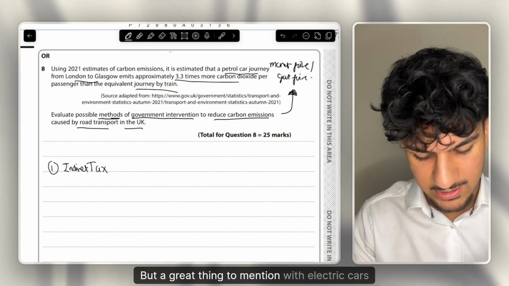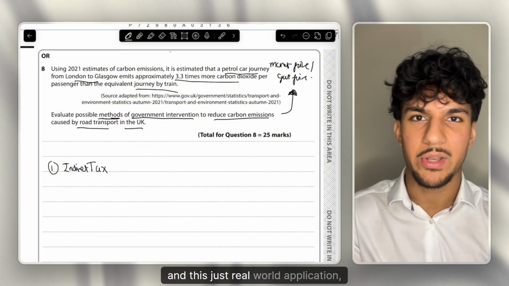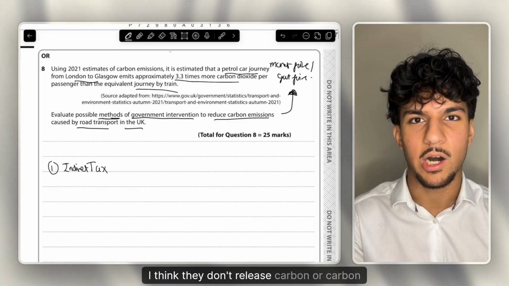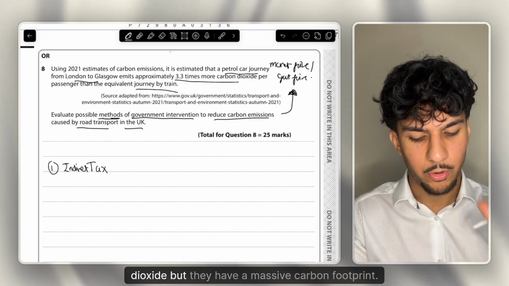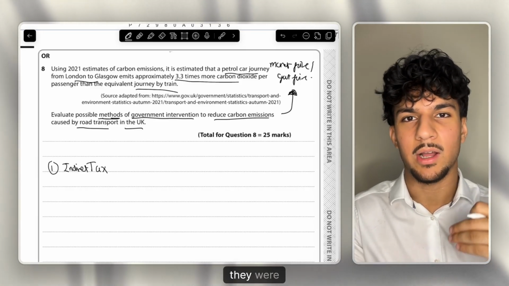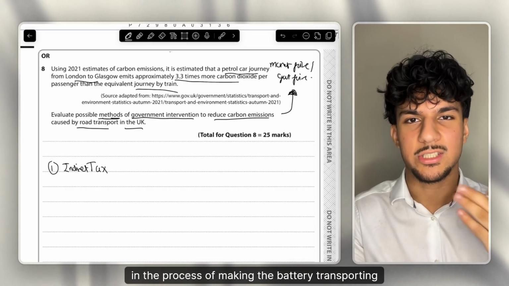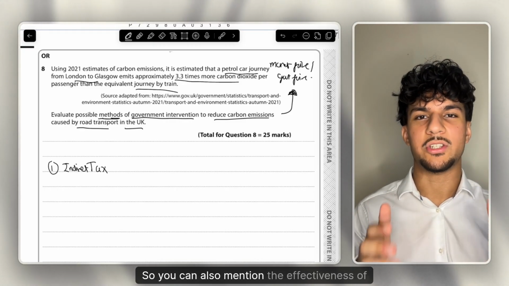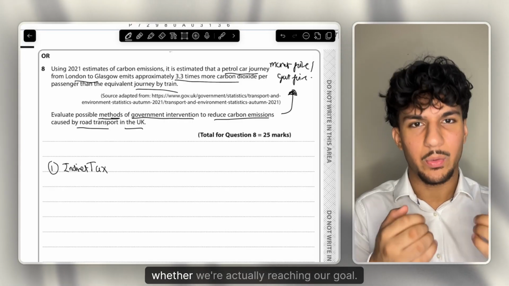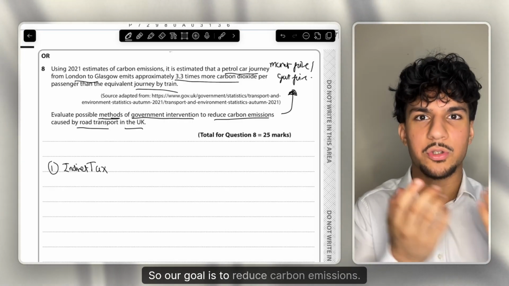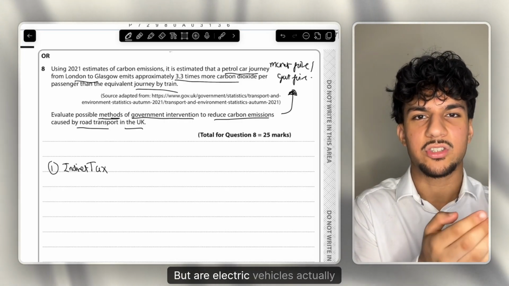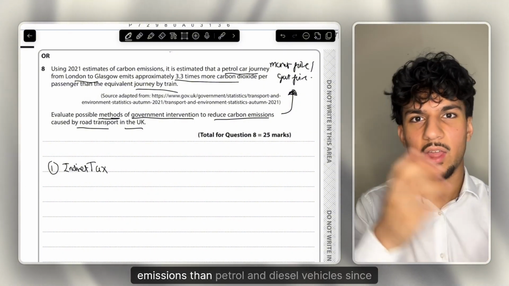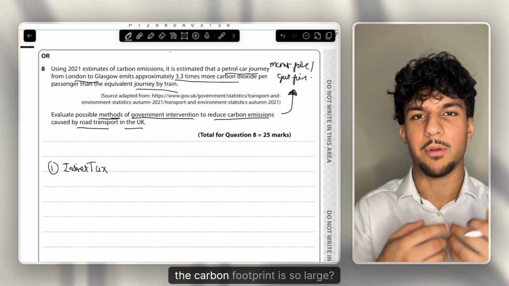But a great thing to mention with electric cars, and this is just real world application, is that electric cars themselves, although I think they don't release carbon dioxide, have a massive carbon footprint. There's the process of making the battery, transporting these massive electrical batteries. So you can also mention the effectiveness of whether we're actually reaching our goal. Our goal is to reduce carbon emissions, but are electric vehicles actually that much more efficient in terms of carbon emissions than petrol and diesel vehicles, since the carbon footprint is so large?